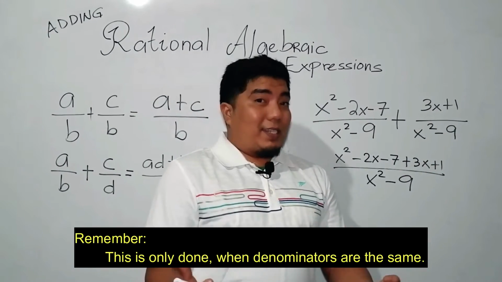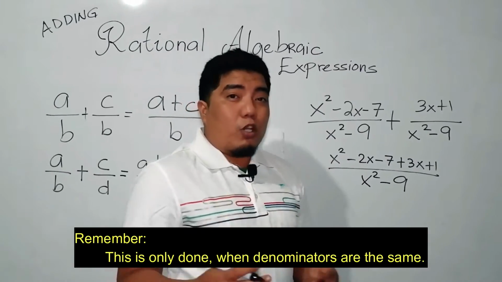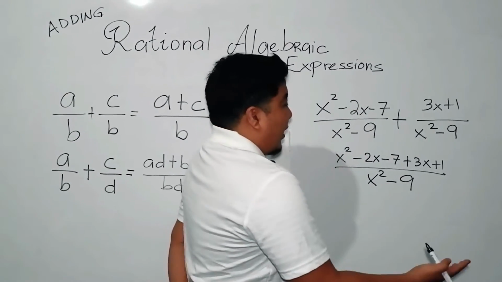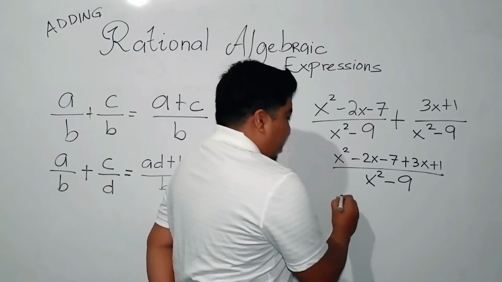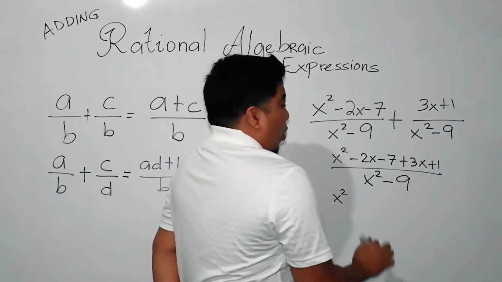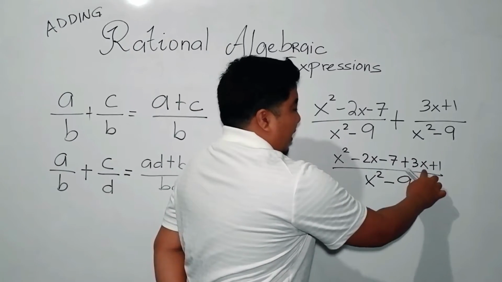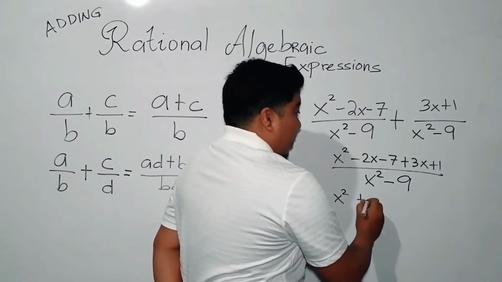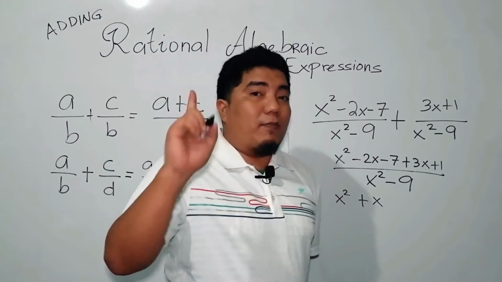Now, the question is, is this the final answer? Not yet, because we will combine like terms in our numerator. So, what are the like terms here? We have x squared, which doesn't have any other x squared among the remaining terms. We have negative 2x, and we also have 3x here. So, that is negative 2 plus 3. That will give us positive 1x.